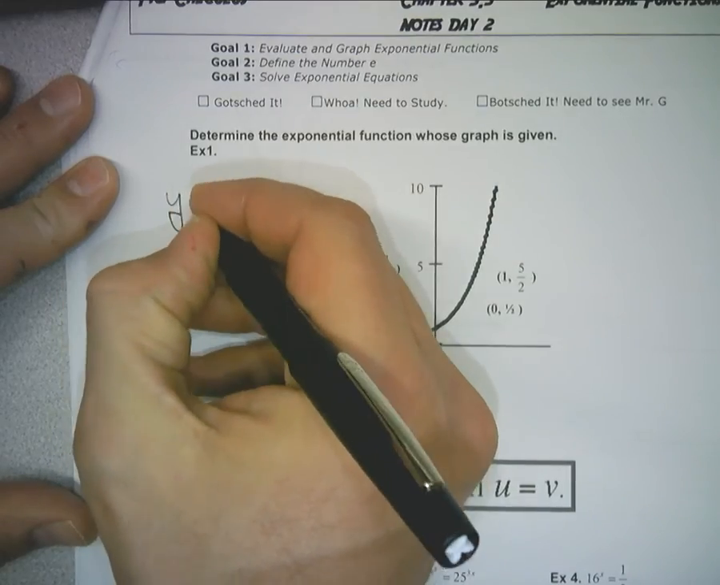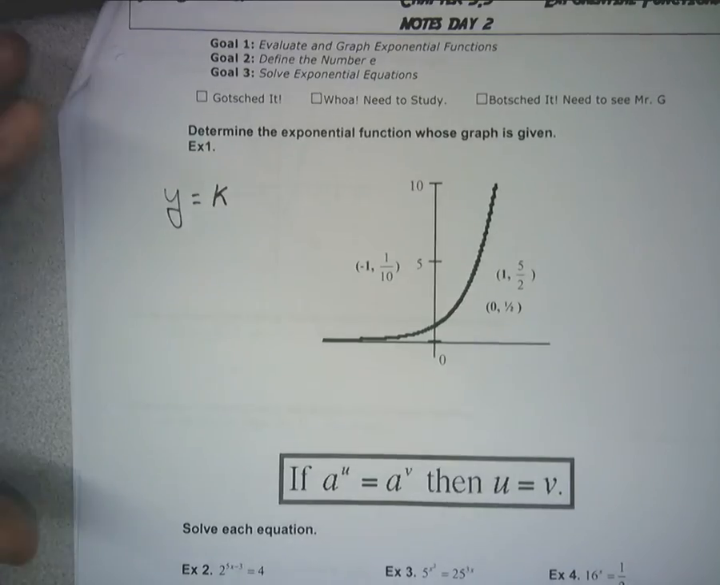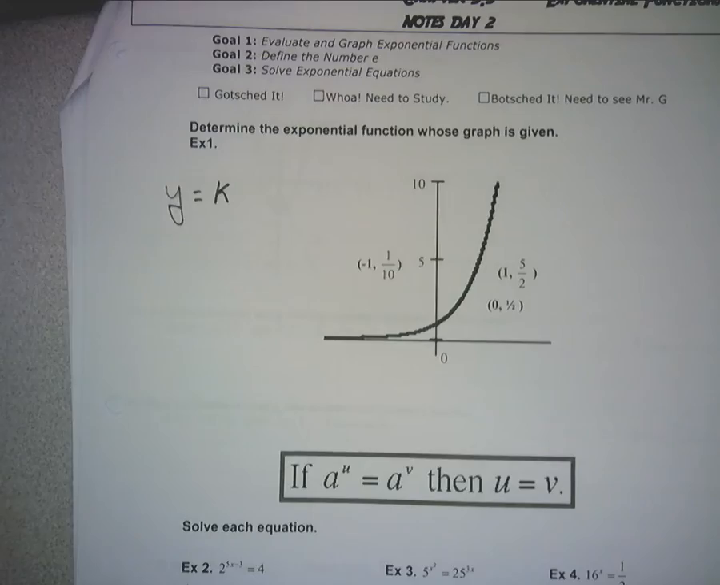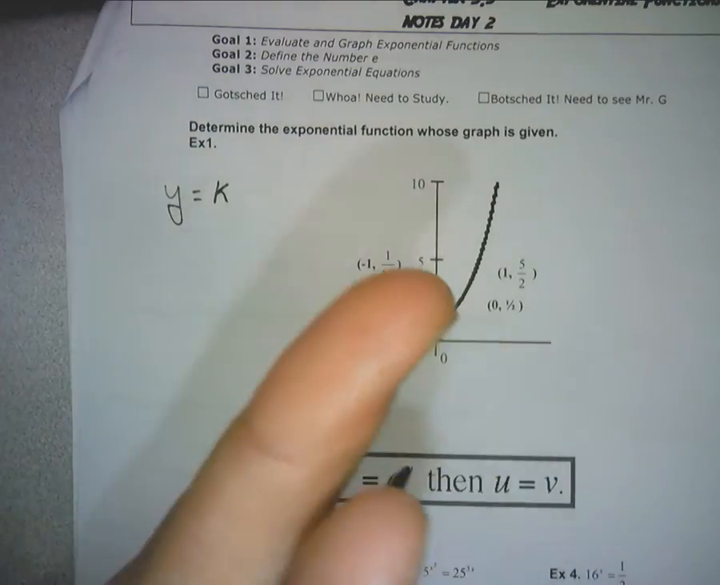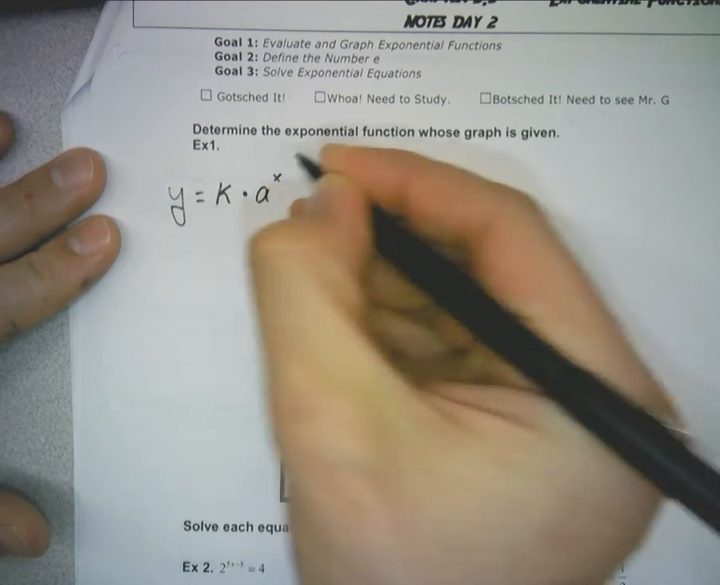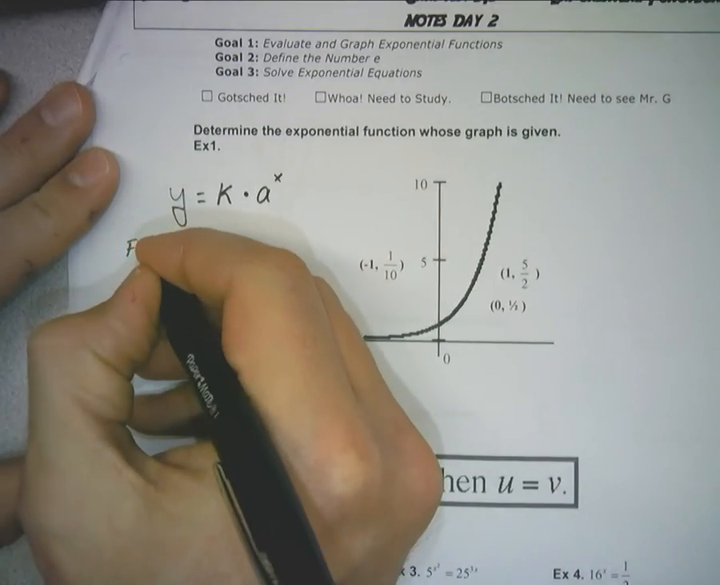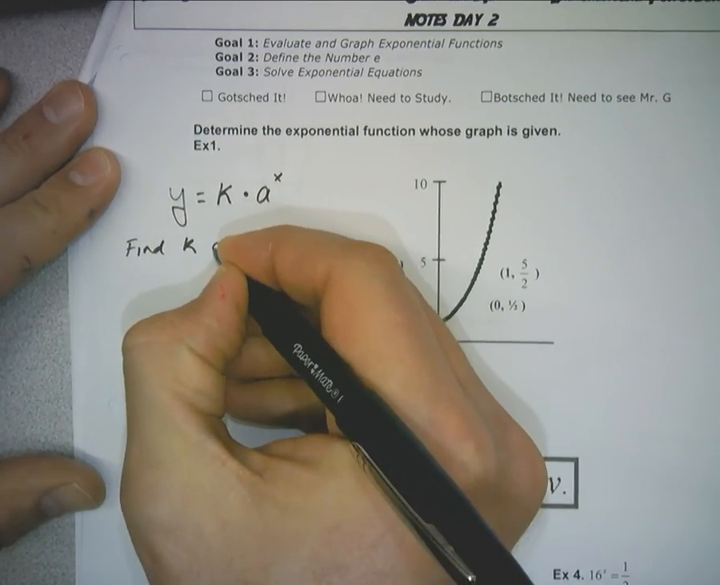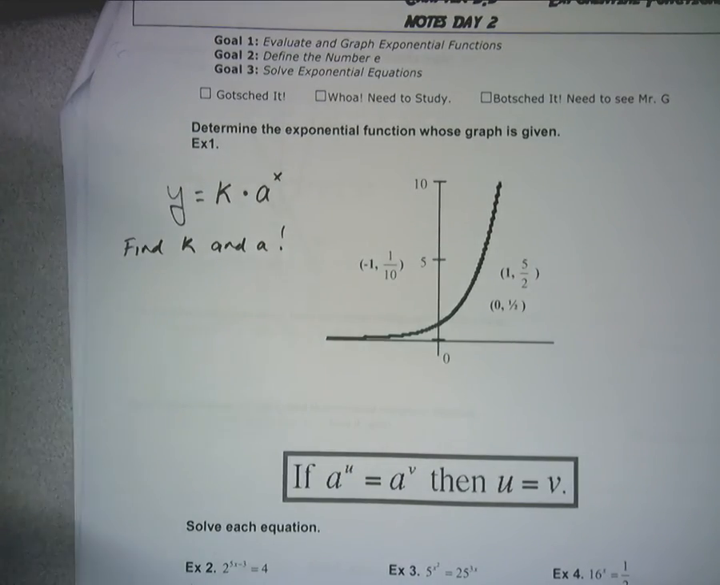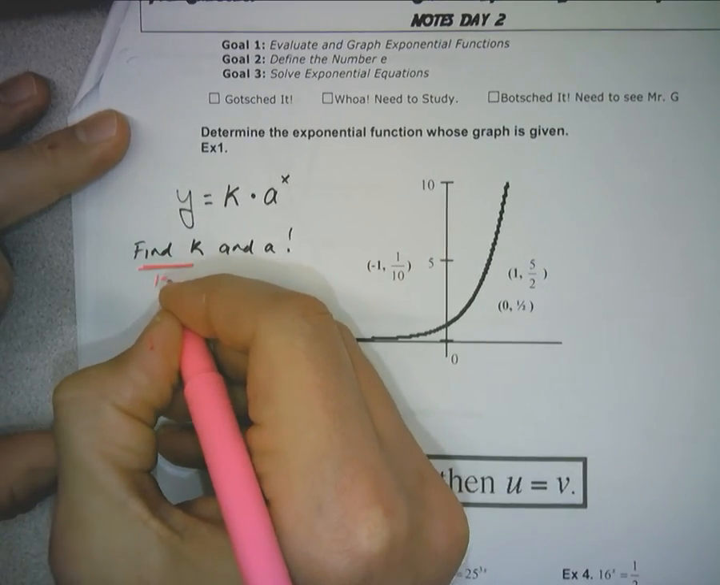Well, the things that we're going to look for are what we call the k value. The k value is your stretch, your multiplier. It's going to be your vertical stretch, or if it's a fraction, it's going to be a compression. And then the other thing we're going to find is our base. So there's going to be 2 things that we have to find: k and a, or base. Well, the easiest thing for us to find is k. We're going to find this guy first.